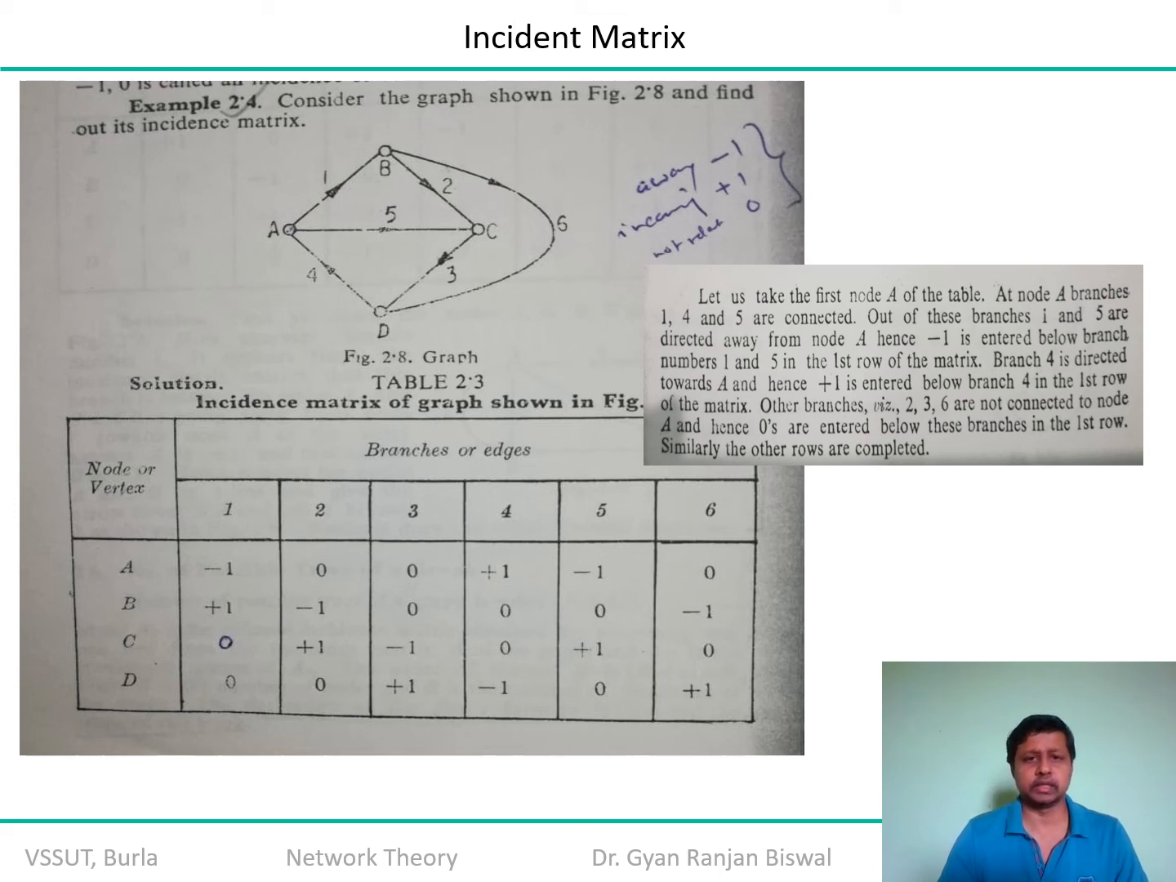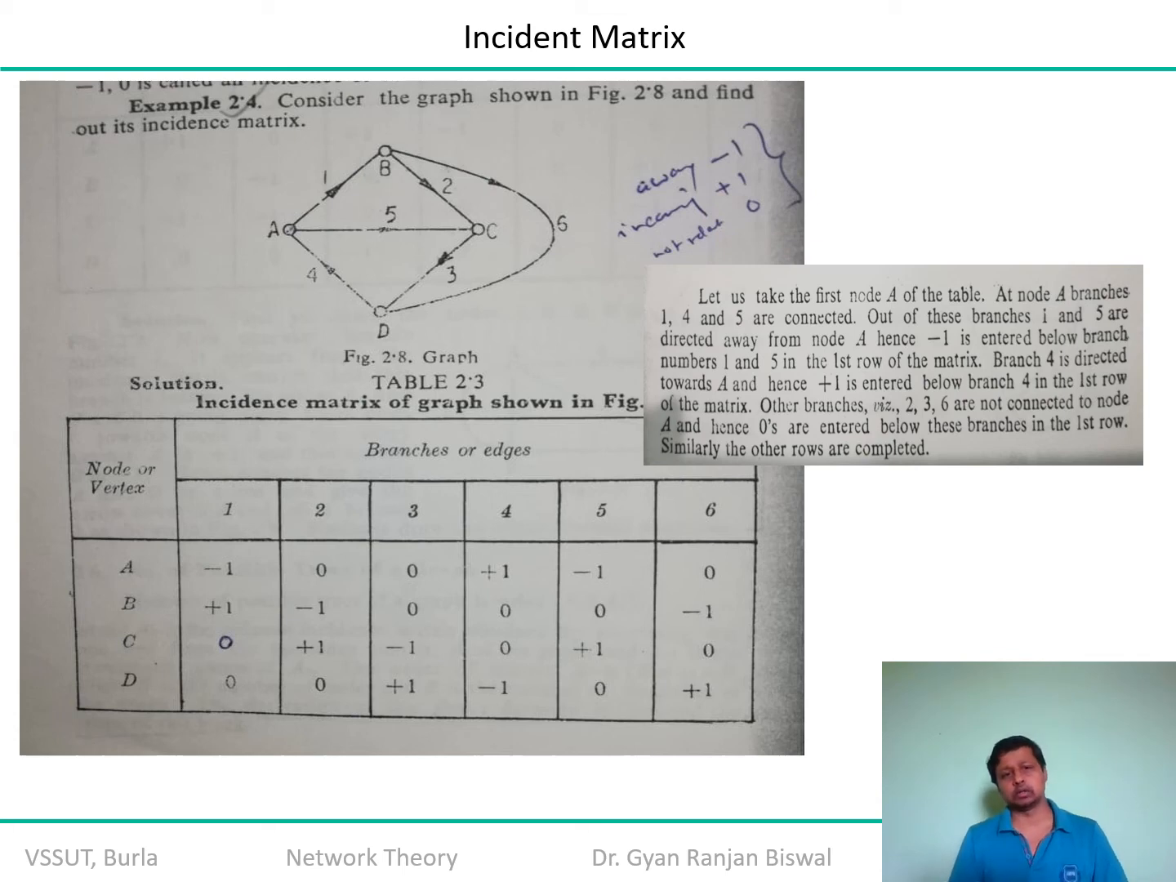Just for your flexibility, I have mentioned that if any current is going away from a particular node, you can indicate it by minus one. For example, there is a node E participating over here, and there is a node A. Any current going outward is represented by minus one, anything incoming is represented by plus one, and if it is not related, it is considered zero.